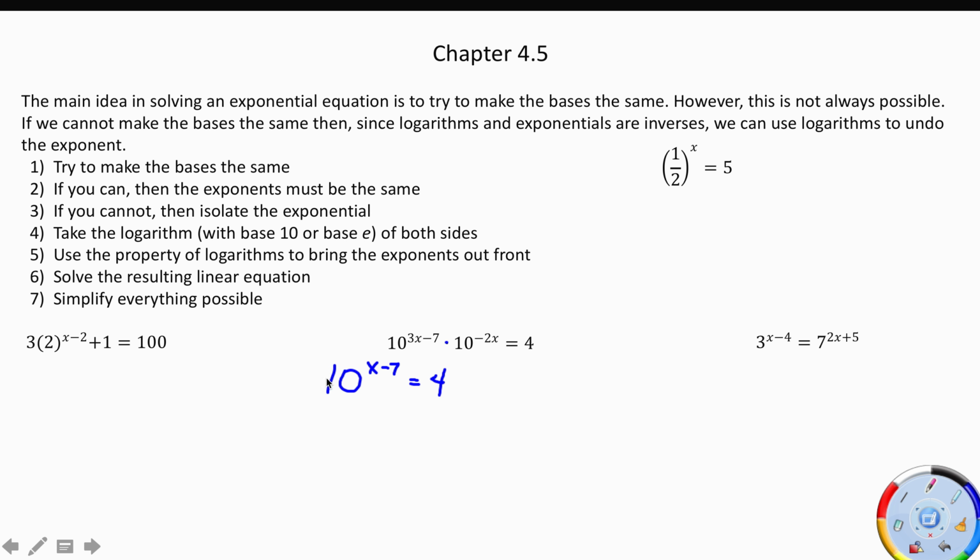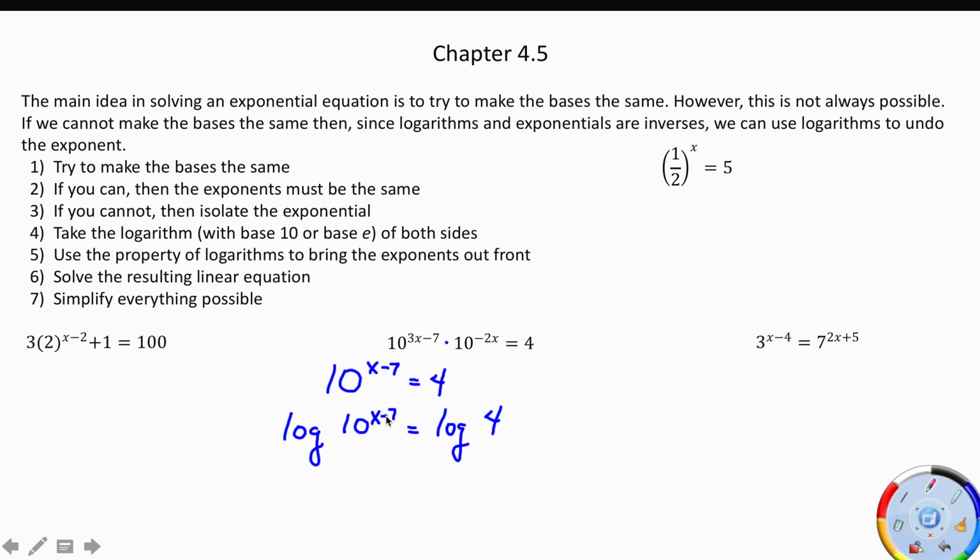Now, once I get the exponential isolated, I'm going to take the log of both sides. But I notice in this one, my base is 10. That means I want to take the log with base 10 of both sides. I do not want to use my old standard fallback, natural log. And if my exponential had a base of e, I would not use log with base 10.